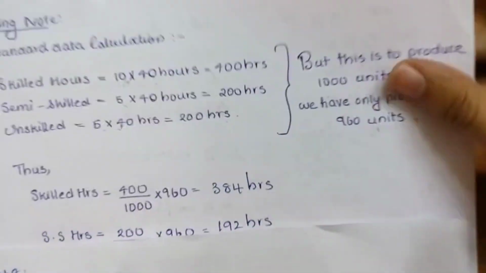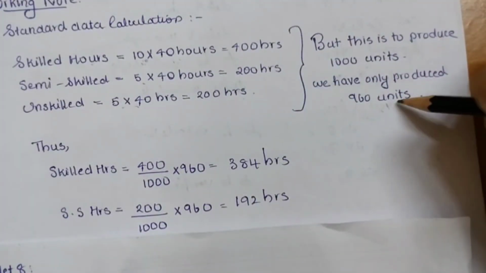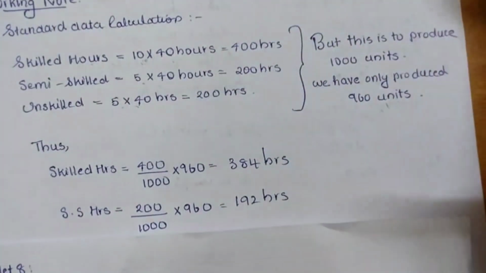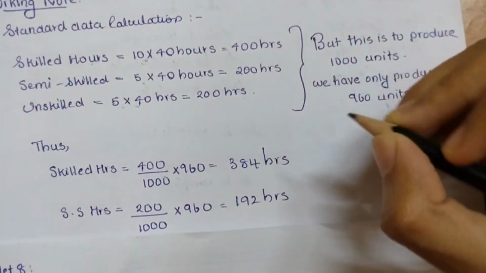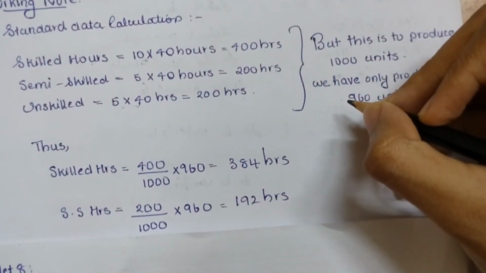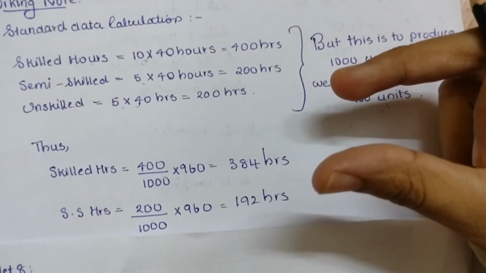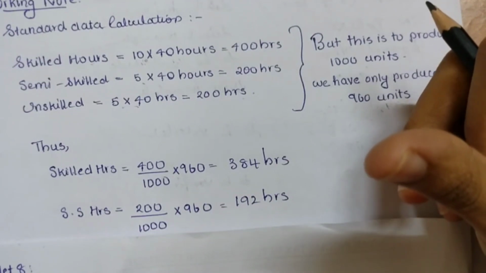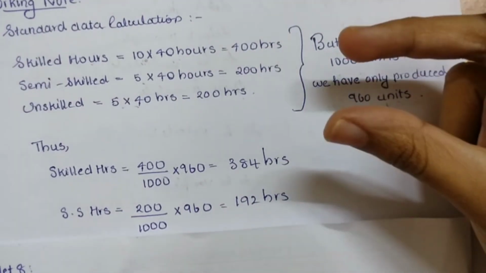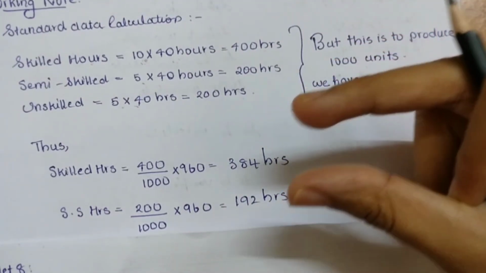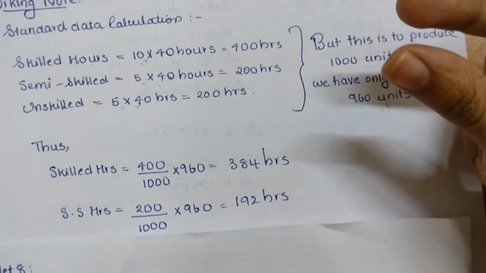Okay, so we have to convert them to 960 units. Let me explain why we have to convert it to 960. It is because standard and budget, we might use these two words for the same purpose at times. But when we go deeper into the topic, we'll understand that budgeted has its own meaning and standard has its own meaning.